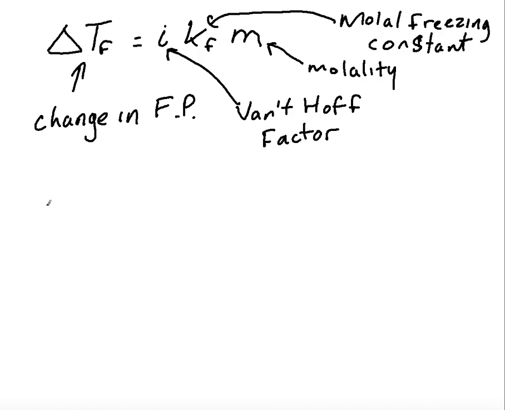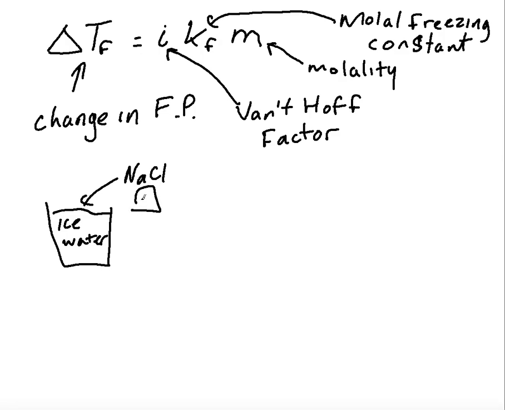So what you'll do is you'll start off with a solution of ice water essentially. And to that you're going to be adding sodium chloride. And it's going to be a certain mass of sodium chloride. Now this molality here is defined as being moles of solute over kilograms of solvent.